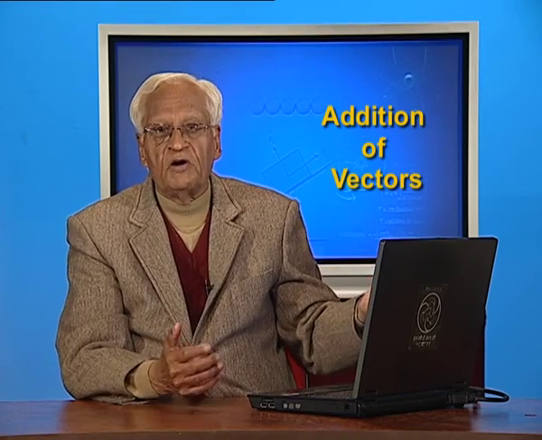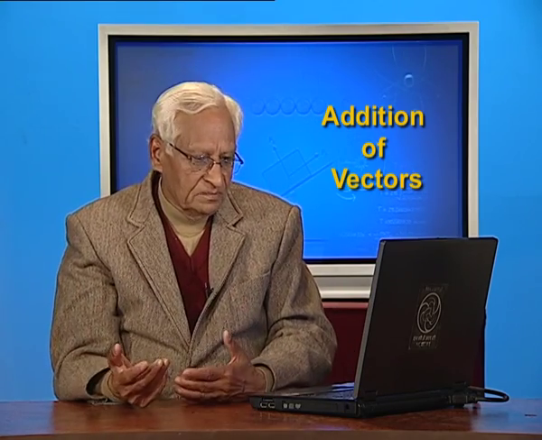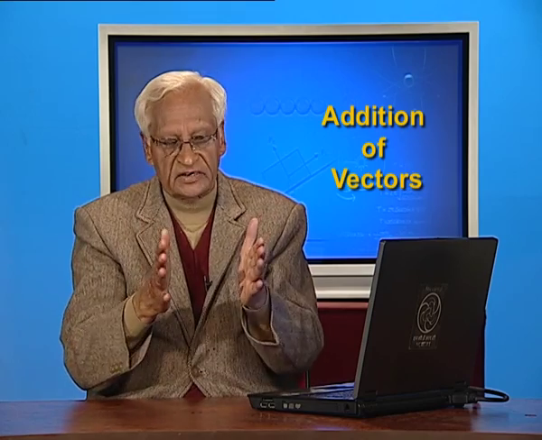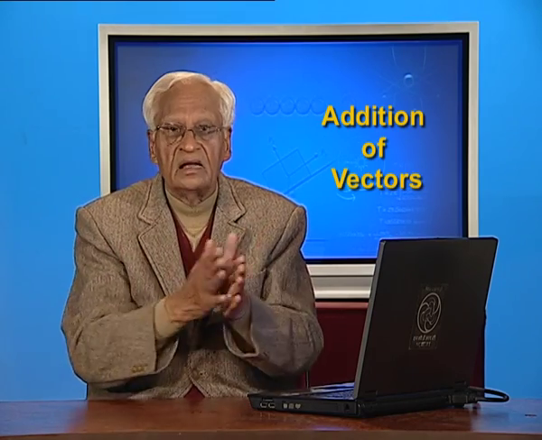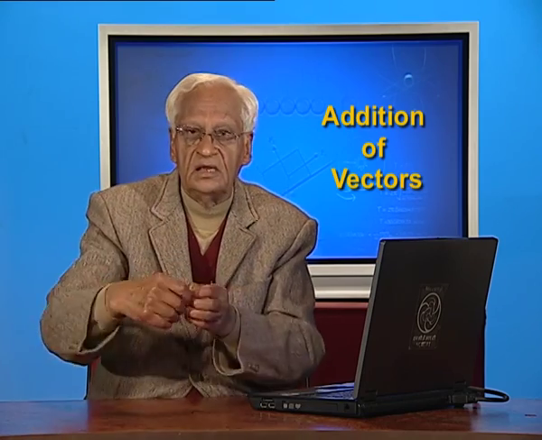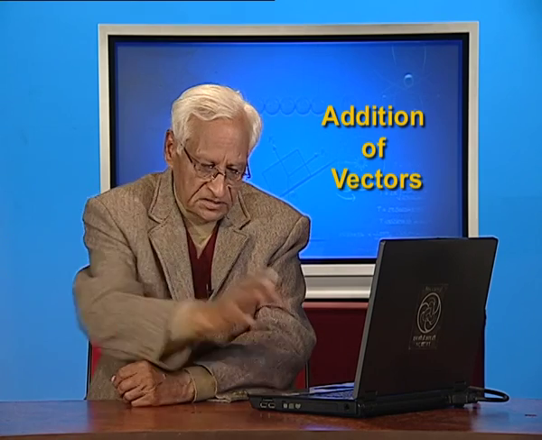You can see easily what would happen if the two vectors are parallel. Since the angle between them is 0, their cos theta would be 1, and we will have the square root of a square plus b square plus 2ab, which is nothing but a plus b. So, when two vectors are parallel, then the sum of these two vectors is just the vector which has magnitude equal to a plus b, and the direction is the same.